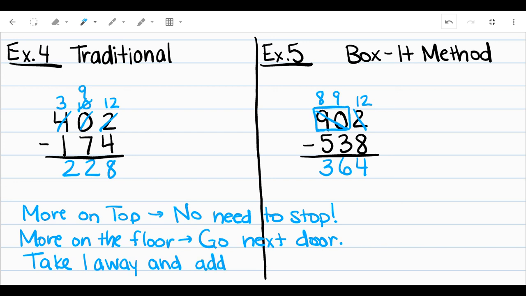Both ways, we're just taking one away and we add 10 more. So when we're subtracting, we want to check, is there more on top or is there more on the floor? Is there more on top? Then we don't need to stop. If there's more on the floor, then we have to go next door. And once we go next door, we have to take one away and add 10 more. All right, so make sure that when you're doing subtraction, you follow those rules. The first two steps are your most important. And if there's more on the floor, then we have to follow that third little phrase.